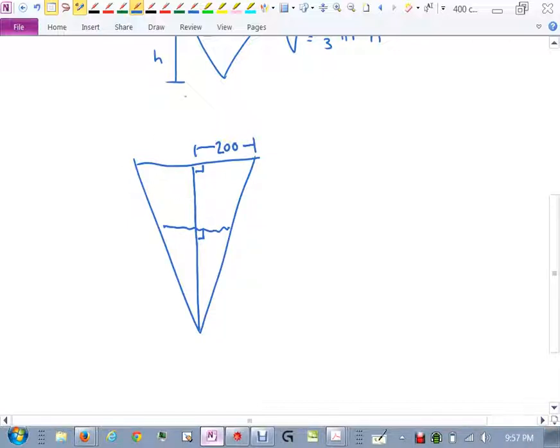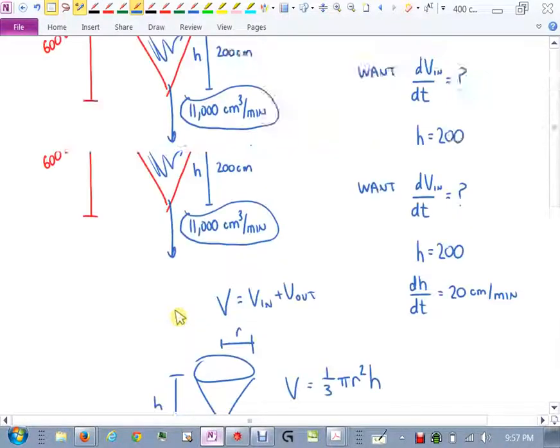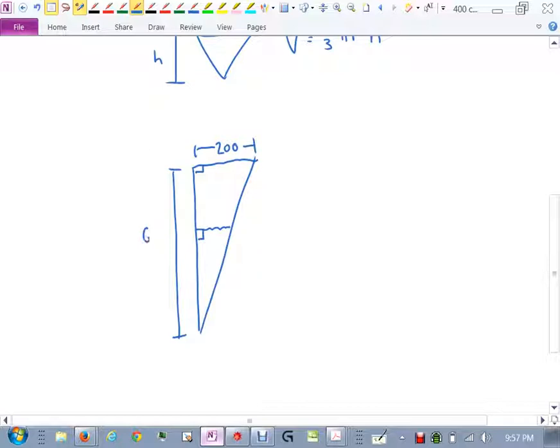I know the distance... let me get rid of this. Okay, that's just 1/2 of my picture. The distance from here to here is 600. This right here is my radius, and this right here is my height. And what I have again is a similar triangle.